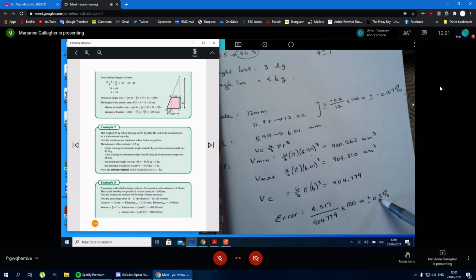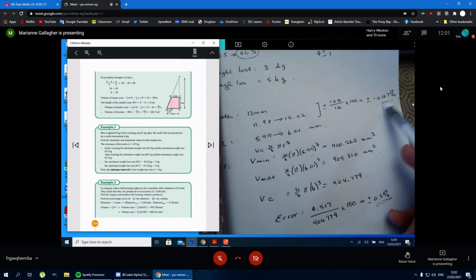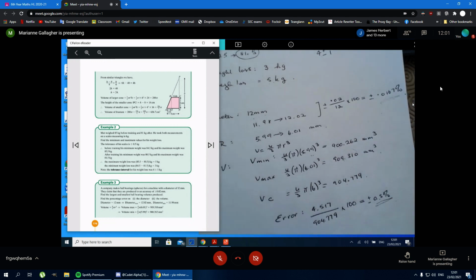Okay, so you can see that the percentage difference in the volume is much bigger than the percentage difference in the diameter. That makes sense? Yep. Okay.